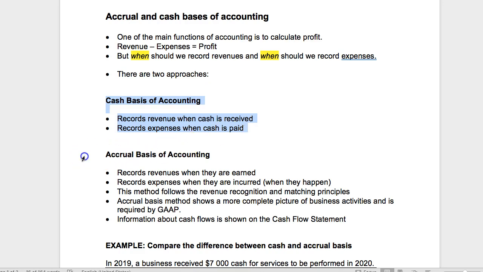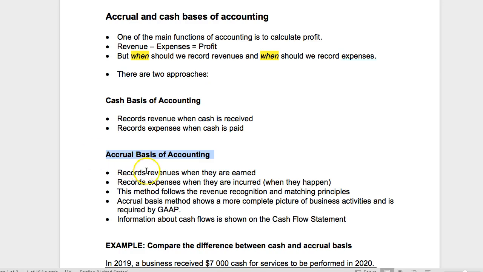But if you think about the larger companies that have $1 billion in assets spread out all over the world, and they might have transactions that spread over many years. They could spread over 3 or 4 years. They're going to need something a little bit more comprehensive than just the cash basis. So that's why we have the accrual basis of accounting.